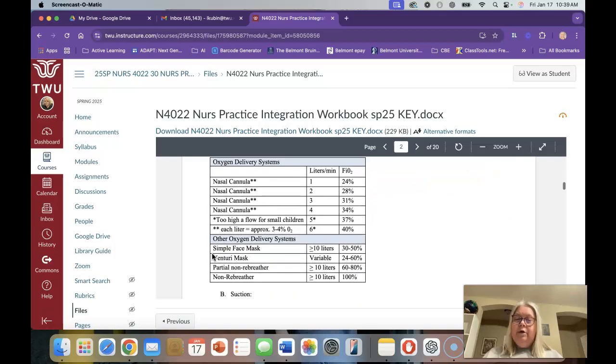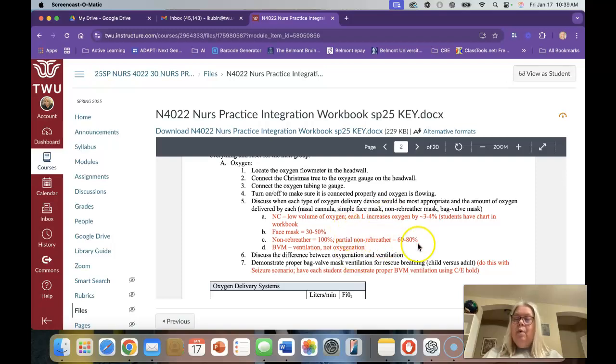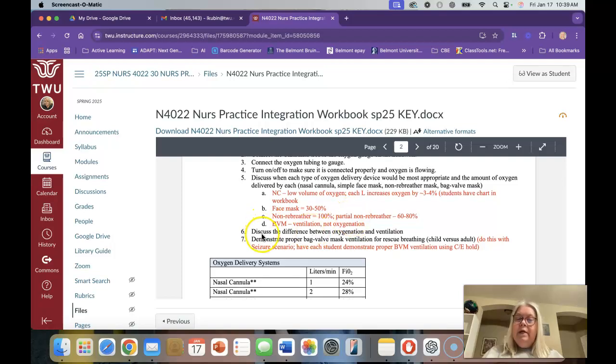The students are going to be identifying those types of oxygen delivery devices and things. They do have the answers here for them already in their book, but they need to identify what those different devices are. You just want to clarify with them if they have any questions. And then this question here about discussing the difference between oxygenation and ventilation, they're going to need to have that discussion with you about what's the difference. They need to identify that ventilation is a respiratory thing, oxygenation is a cardiovascular thing where we're carrying oxygen to the rest of our body for perfusion purposes.